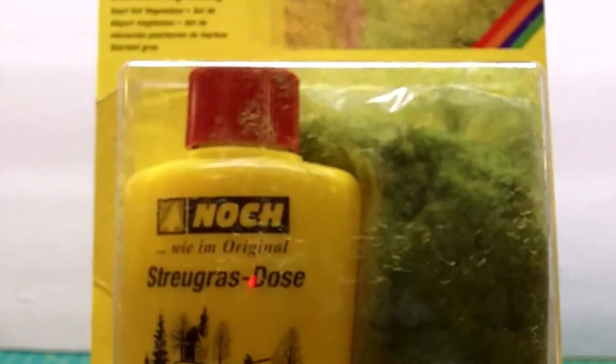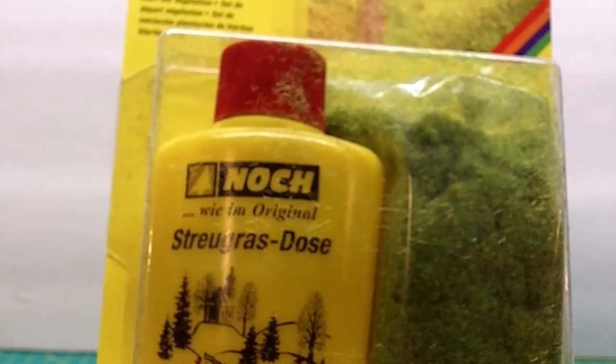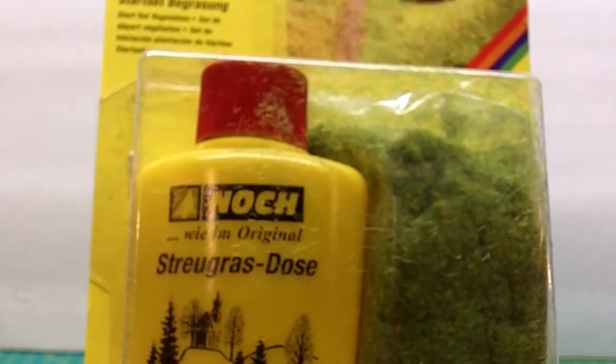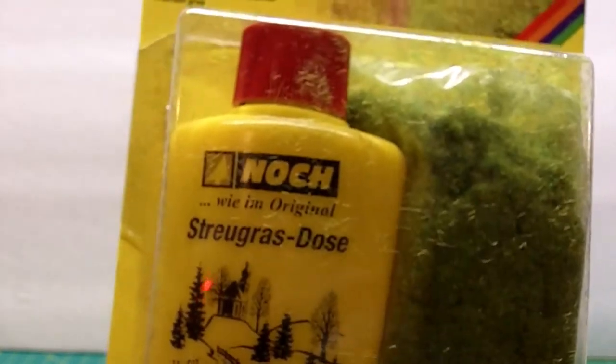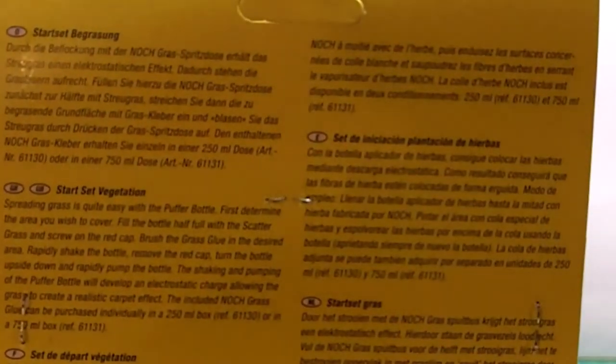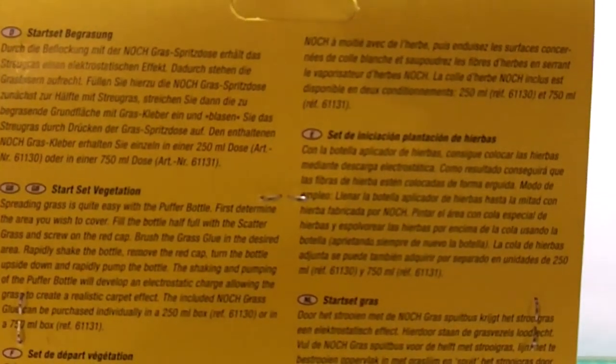It actually even comes with some glue and some static grass, which is why I got this particular one. It's on Amazon, so I'll try to maybe leave a link. Basically you put your grass in it and you just shake it and it creates static. And then you can glue it down. There's all this sort of information that I'll probably read a little bit.